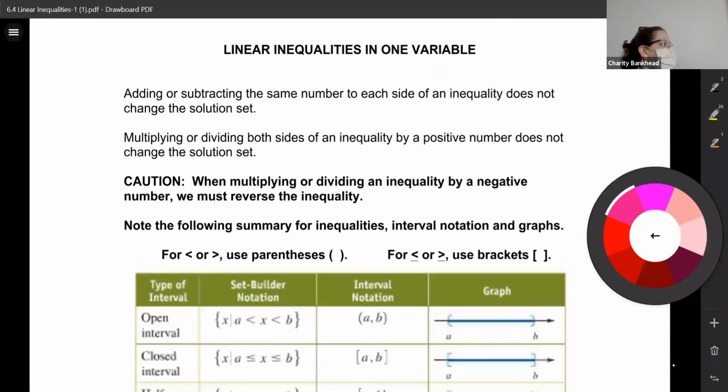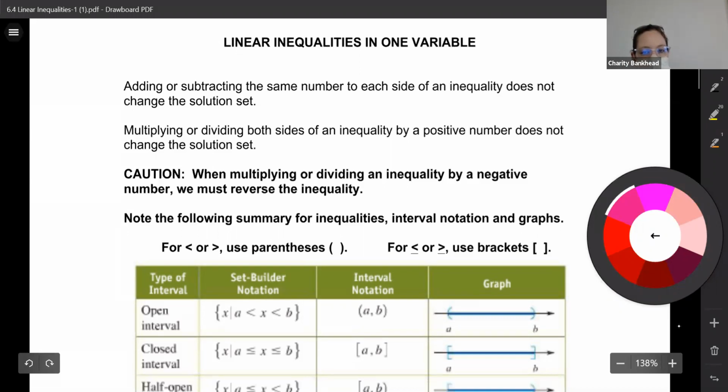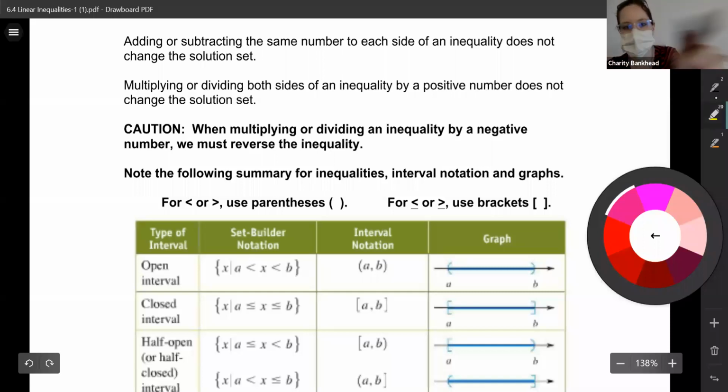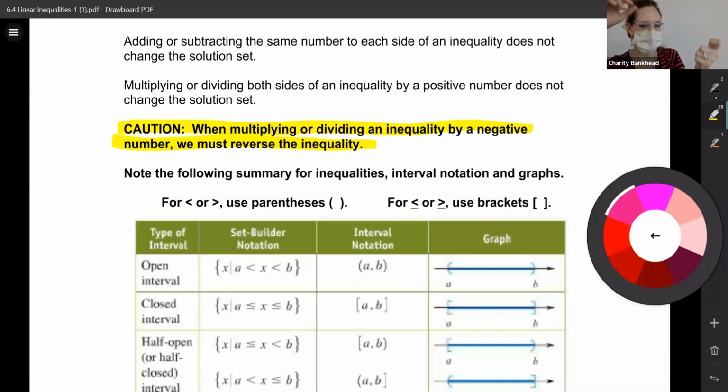So next we're going to talk about linear inequalities. Okay. So a linear inequality, the way we solve it is going to be very similar to solving a linear equation, which we've already done a bunch of. Just one thing that you have to remember is that when you multiply or divide by a negative number, you have to flip the inequality. So if it's less than, you have to flip it to greater than.